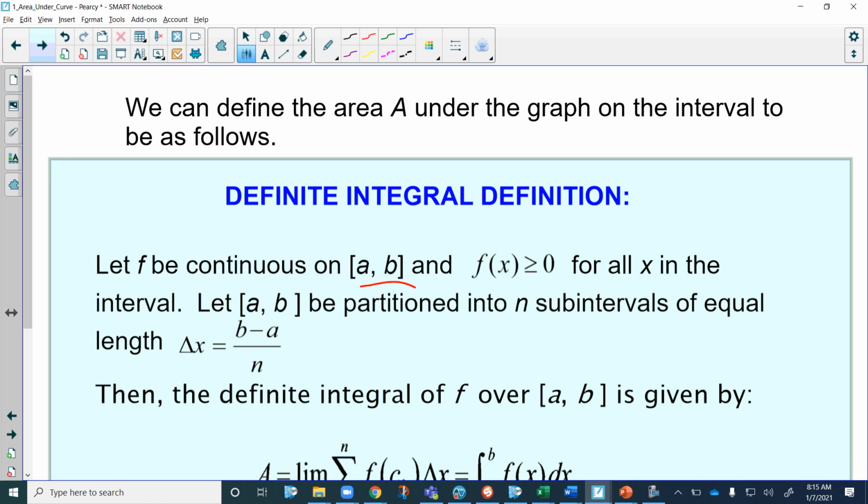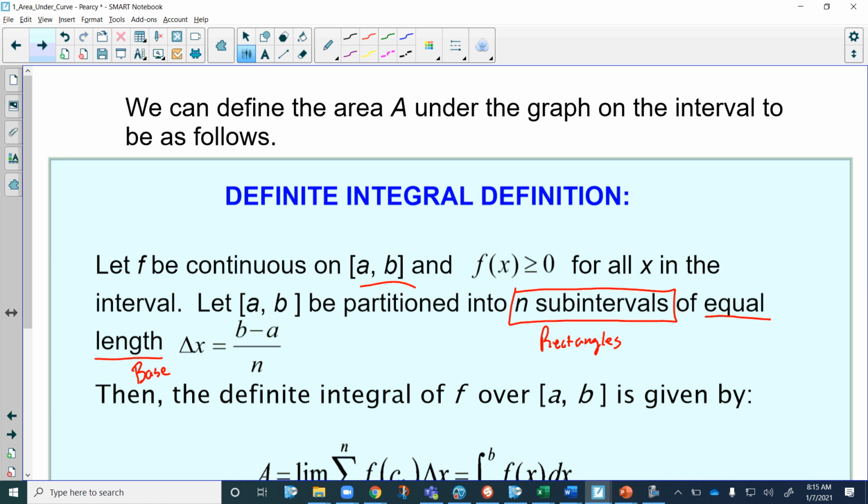Where it says let the interval from A to B be partitioned into n subintervals, these n subintervals are the rectangles that we're using for our Riemann sum. And as I was alluding to earlier, they have to be equal length, meaning that's the base of the rectangles that we had.